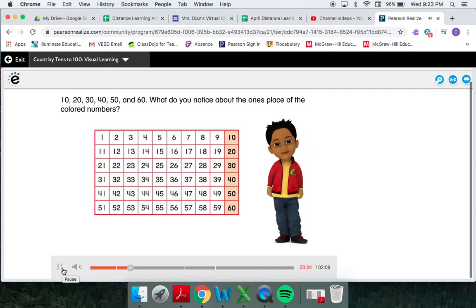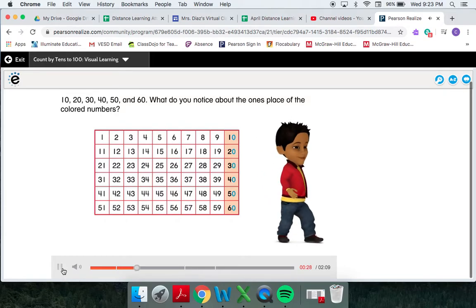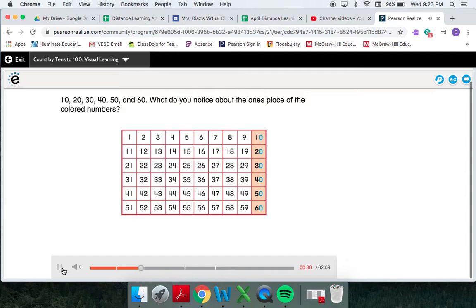What do you notice about the ones place of the colored numbers? It is always 0. What do you notice about the tens place of the colored numbers? It goes up by 1 each time. What number are you counting by when you count the colored numbers? You are counting by tens.